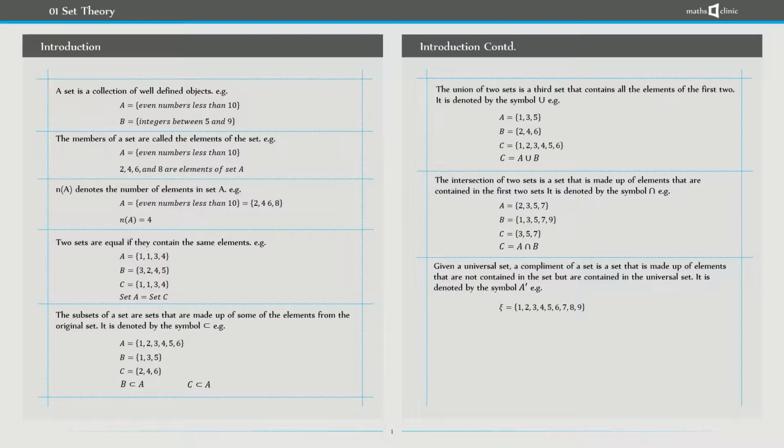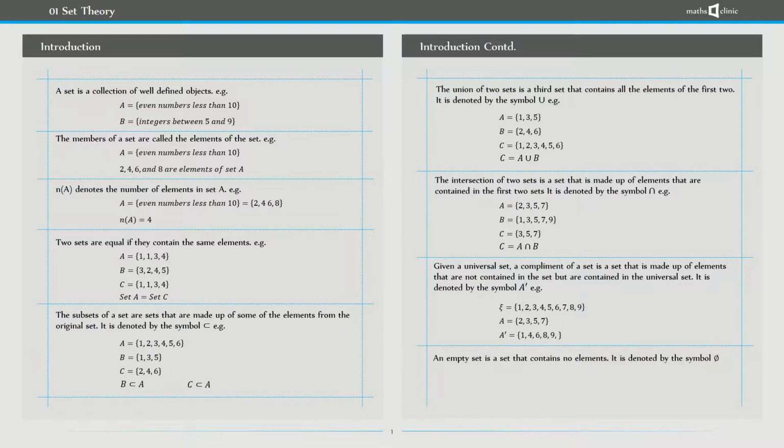For example, you could have a universal set as 1, 2, 3, 4, 5, that's numbers between 1 and 9. And I can have a set A containing elements from the universal set. So we have 2, 3, 5, and 7. Now, A prime would be elements that are not contained in the set A but are in the universal set. And basically, what we have is 1, 4, 6, 8, and 9.